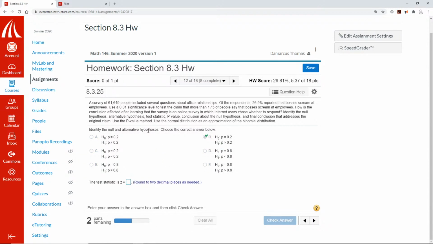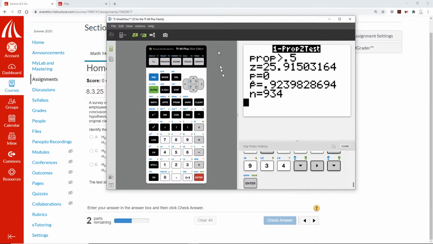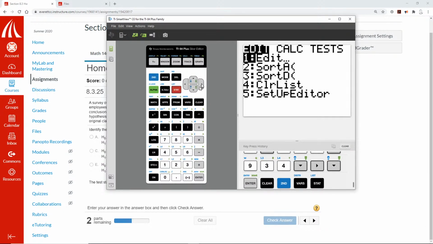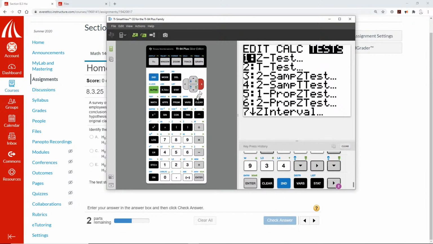And then the question is, well, what are we going to put for our X value? They didn't give us how many. They only told us the N. So what we'll have to do is take 26.9% of the 61,000 to get the X value. I'll demonstrate this. Go into test, number 5.